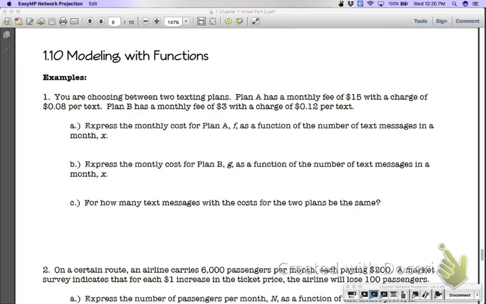Last section deals with modeling with functions, basically just writing functions depending on what you have. It's really just a fancy way of saying that you're doing word problems.